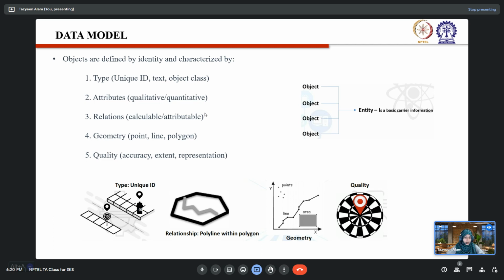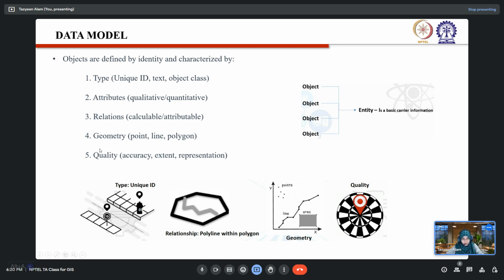So we can calculate that, okay, out of 16 there are 10 ponds that have area more than 25 square meters. Similarly, we can also calculate the volume of these ponds, that is, how much water holding capacity each pond has. So your relations of different objects within your entity are calculable. We are able to calculate new attributes or new features from them.